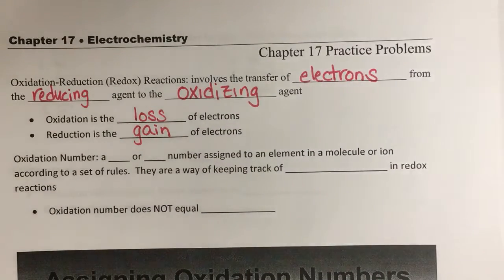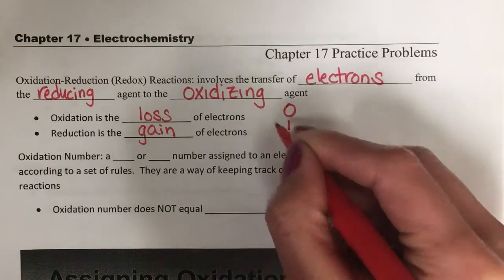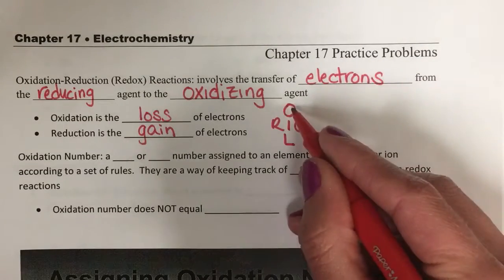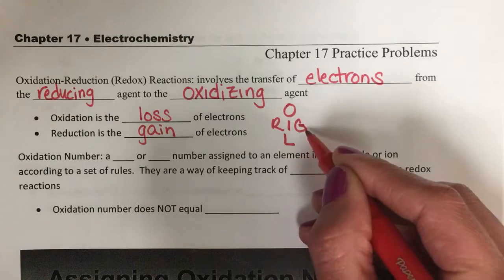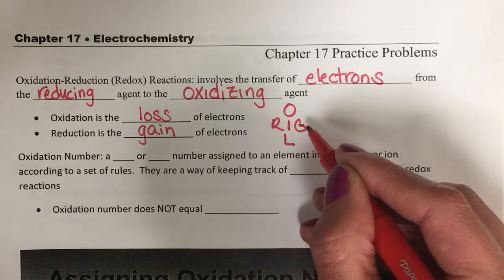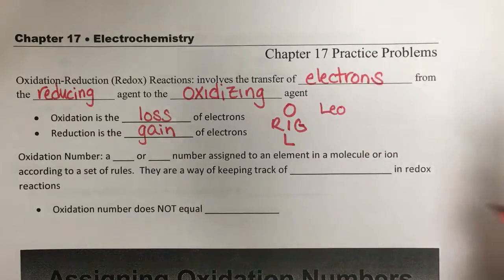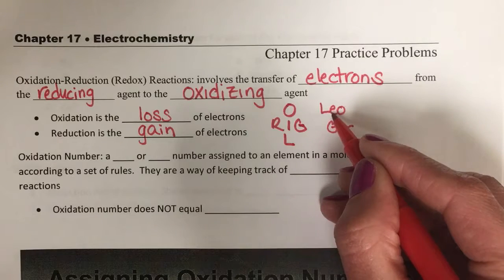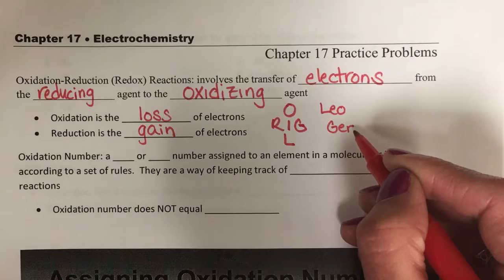There were two different ways that we talked about remembering this. One was OIL RIG, that's a G. Oxidation is loss of electrons. Reduction is gain of electrons. The other way that we could remember it was LEO the lion goes GER. Loss of electrons is oxidation. Gain of electrons is reduction.